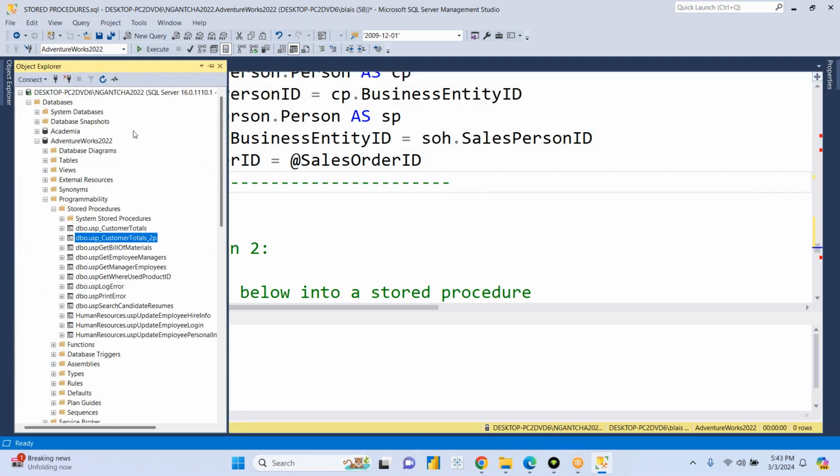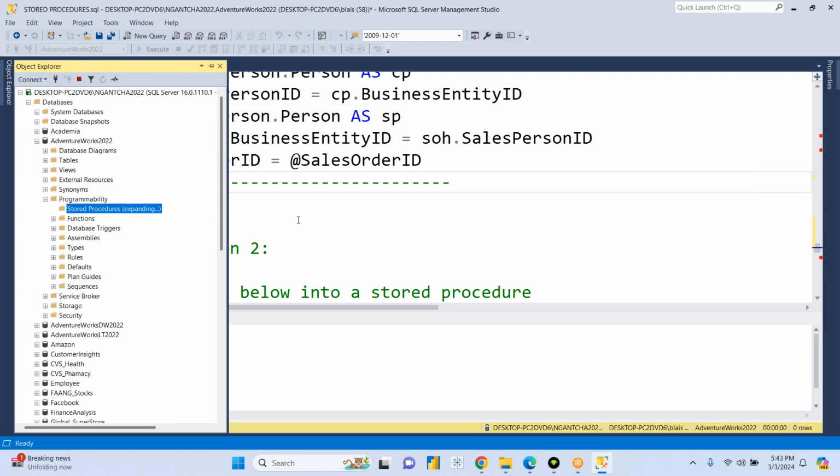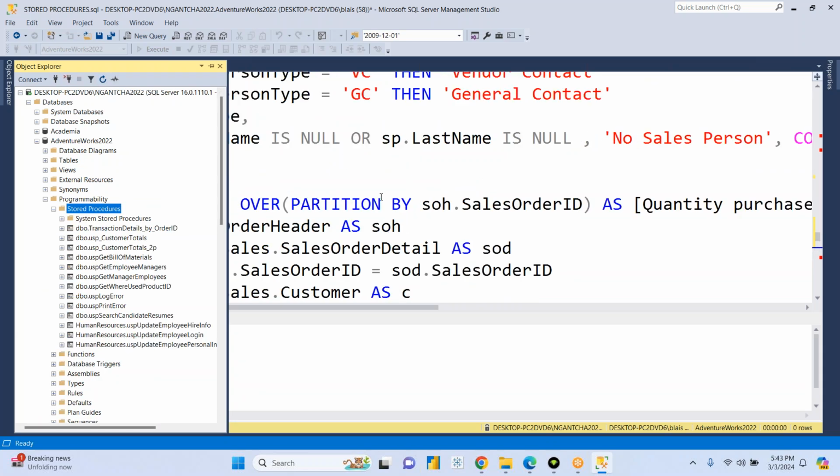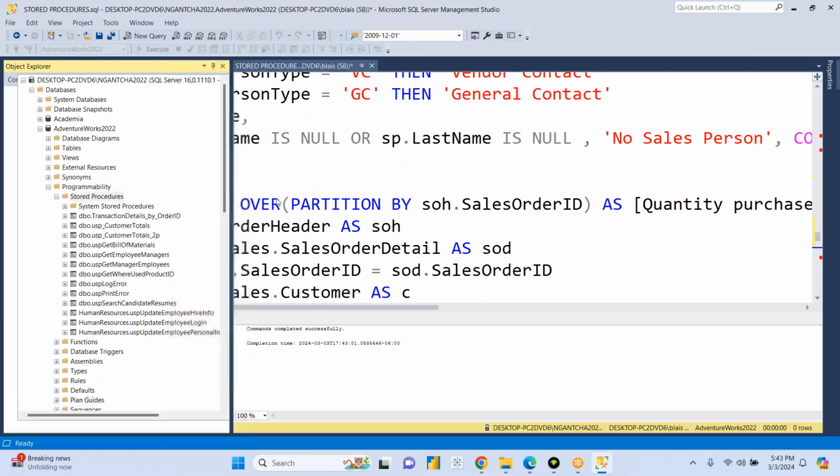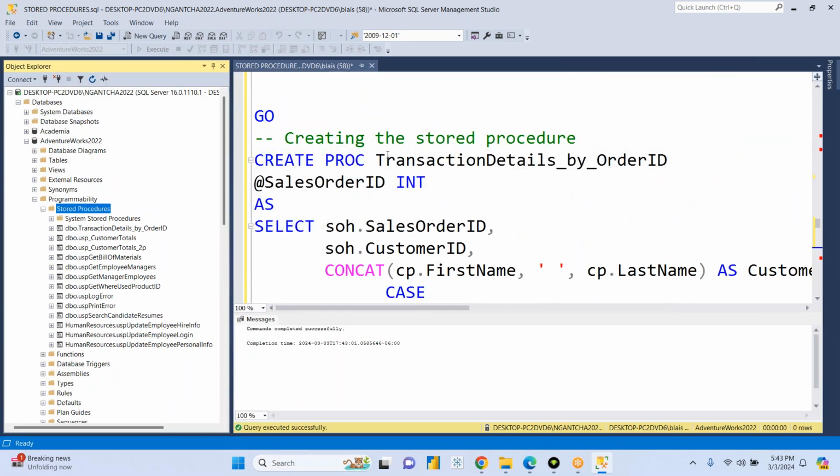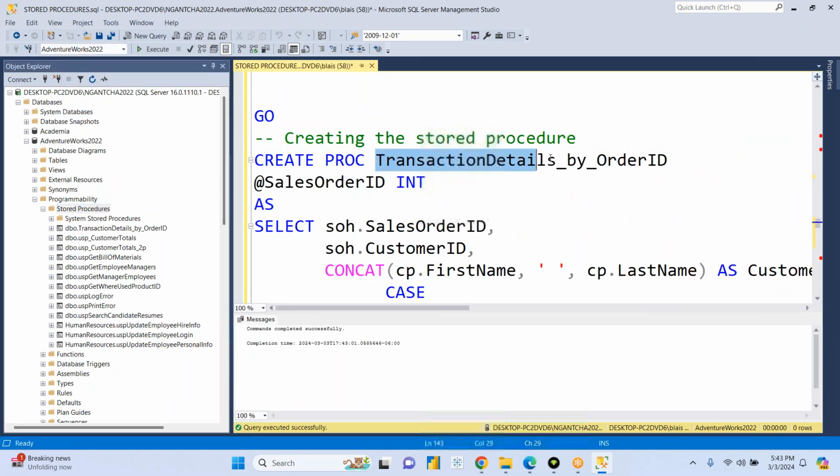Let me first of all show you the procedure was created in Adventure Works. It's the same database. I'm just going to refresh the stored procedure folder. The name of the procedure was, let me look up the name right here. Transaction details by order ID.